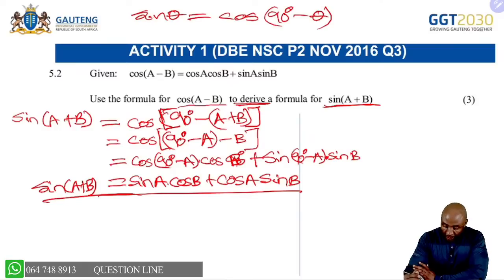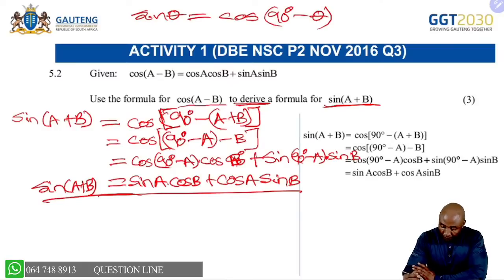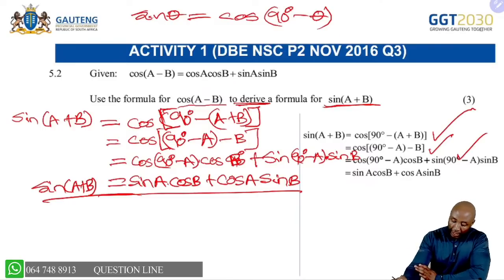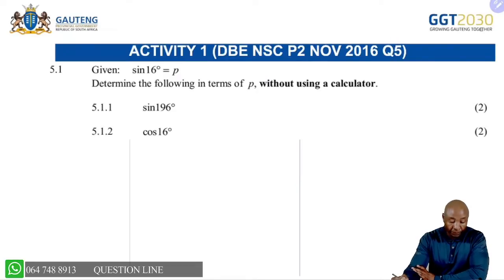Get my 3 marks for substituting, for using the cofunction and then simplifying it to get that, and then doing my reductions thereafter. After expansion, then I'll get my solution.